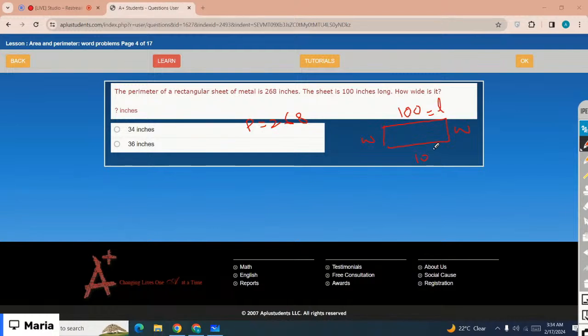This is 100. This is 100, right? So for perimeter we have to add all the side lengths. 100 plus 100 plus W plus W equals 268. So 2W equals 268 minus 200, that is 68. Divide both sides by 2, right? So W equals 34 inches. The correct option is 34. Option number 1 is the correct option. Got it?